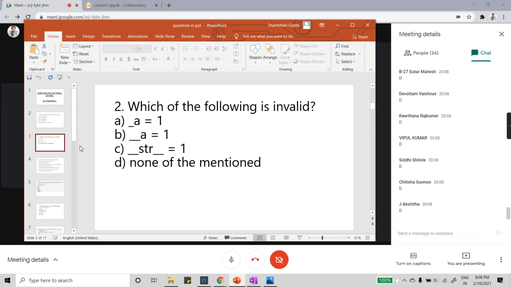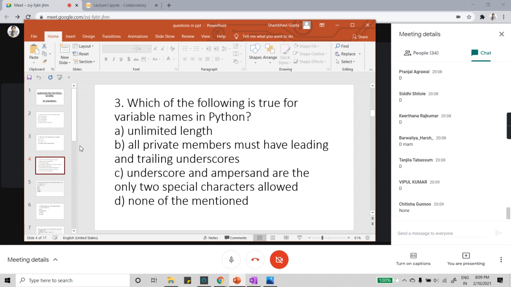Okay, fine. Second question: which of the following is invalid? _a = 1, __a = 1, __str__ = 1, or none of the mentioned. Okay, Karthi, this time gave me the first correct option, and that is D. Very right, followed by many of you. Very good, very nice, guys. Very well done. Now, moving towards the third question.